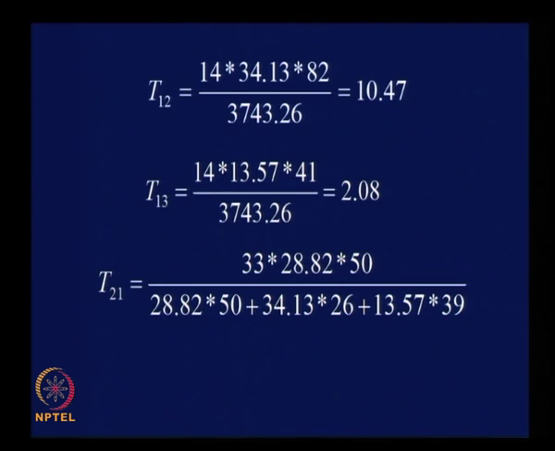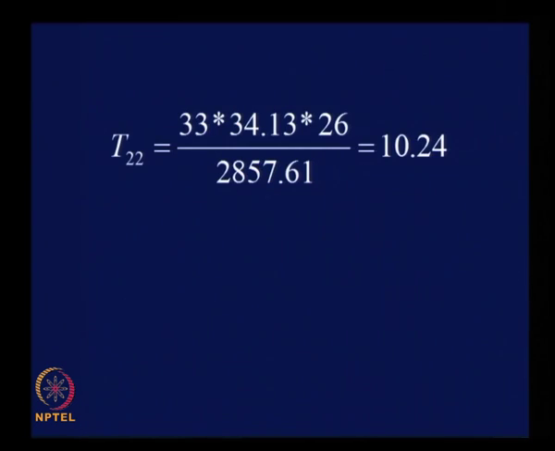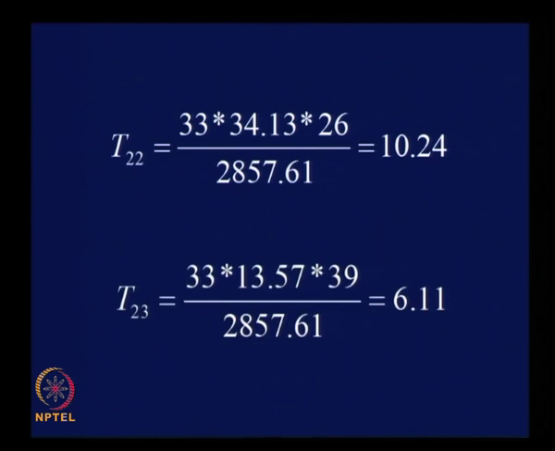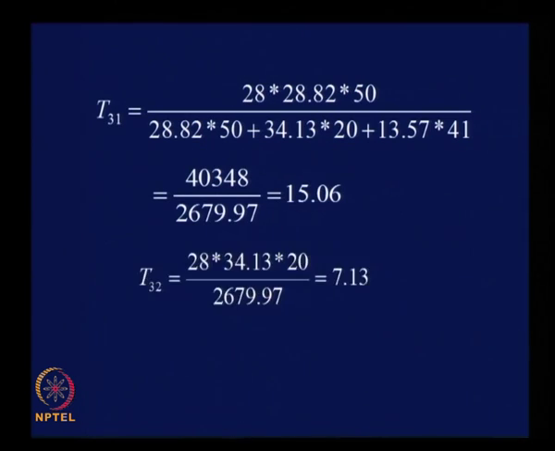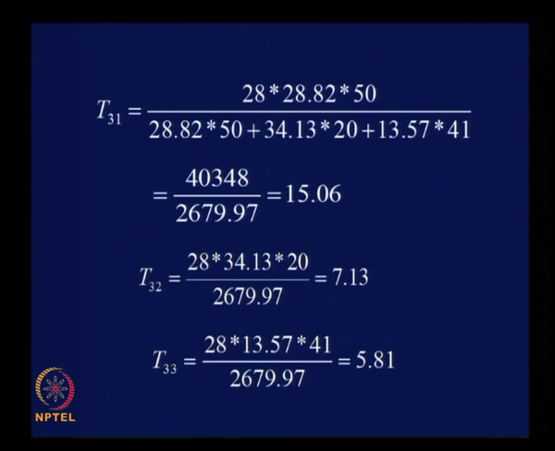T21 is 16.64, T22 10.24, T23 6.11, T31 15.06, T32 7.13, T33 5.81. This completes the third iteration.